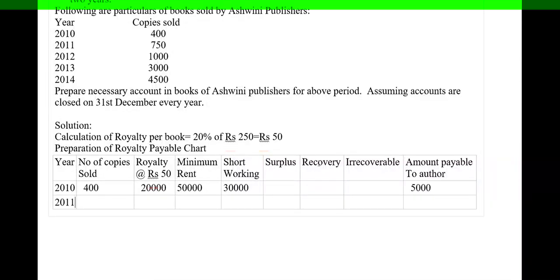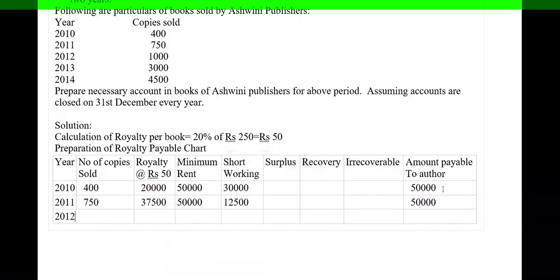Then 2011. So number of copies sold are 750. So at the rate of rupees 50 here, that comes to 37,500. Then minimum rent remains same, 50,000. So the short working will be here 12,500. So there is no surplus and no recovery. So amount payable will be 50,000. So let me correct here also, 50,000 here.